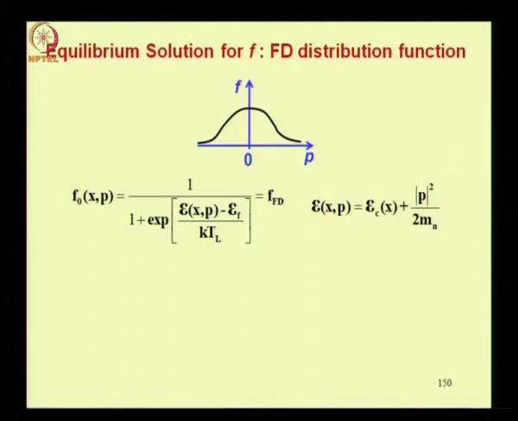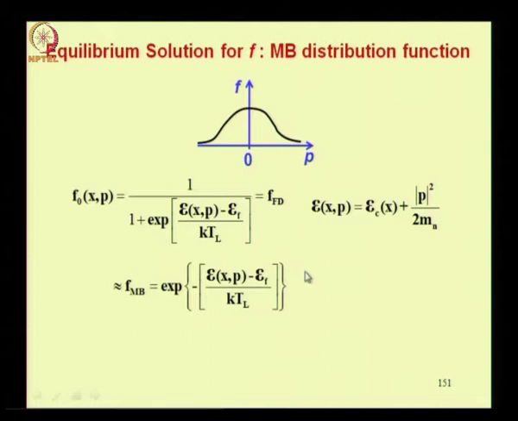Now from the first level course you know that this particular function is nothing but the Fermi-Dirac function fd. So the Fermi-Dirac function is a solution of the Boltzmann transport equation under equilibrium. However, now how do we get a shape like this? So normally we use a Maxwell-Boltzmann approximation of this Fermi-Dirac function, and if you plot this function it will give you the shape after substituting for E in terms of the potential energy and p square by 2mn. So suffix mb stands for Maxwell-Boltzmann distribution.